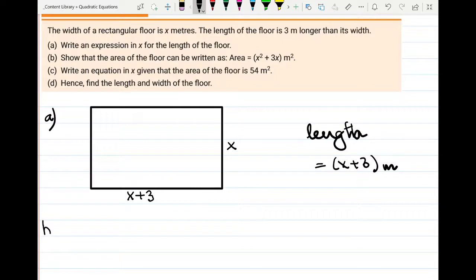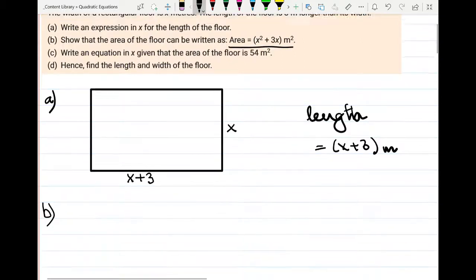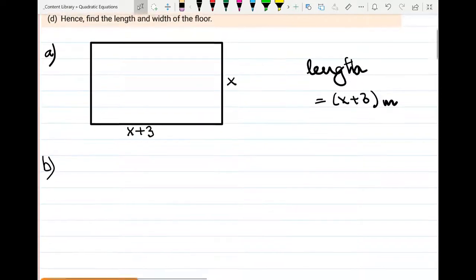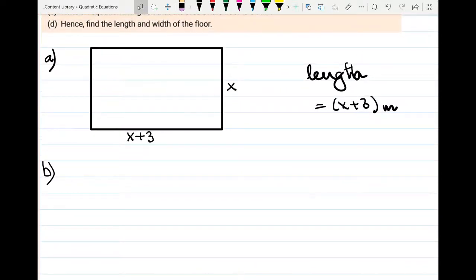Now, show that the area of the floor can be written in that format. So we're not going to worry about what they've written there for a minute. We're going to think back to how we get the area of a rectangle. Well, the area of a rectangle is length by width. The length here is x plus 3, and the width is x. And so we need to multiply these two.